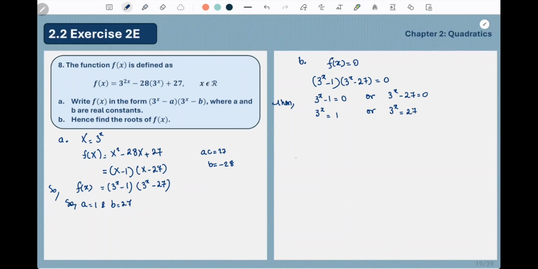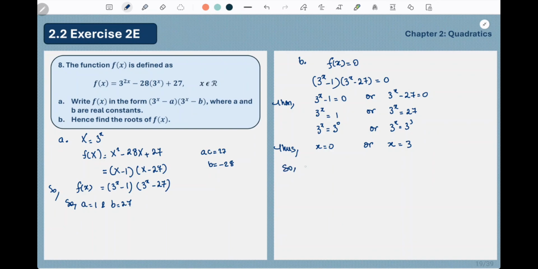Let's find a way to write 1 where the base is 3. 3 to the power of something gives you 1. That's 3 to the power of 0. We know 3 to the power of 3 is 27. And because they share the same base, the powers would be equal, so x equals 0 or x equals 3. We deduce from here that x is equal to 0 or x equal to 3.